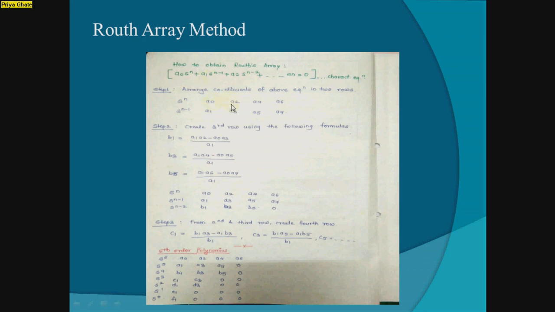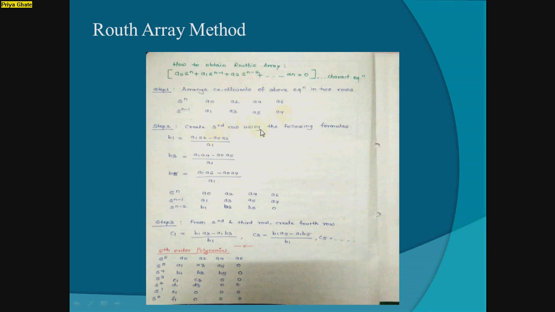a0, we are not writing a1 here. a0, a2, a4, a6: alternate terms we have to write in the first row. In the next row we have to write the missing terms, the odd terms a1, a3, a5, a7, like this.